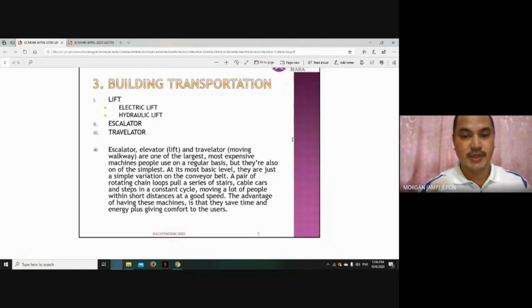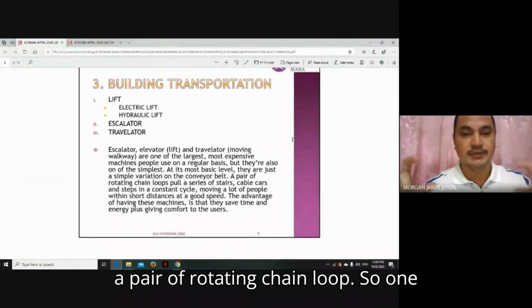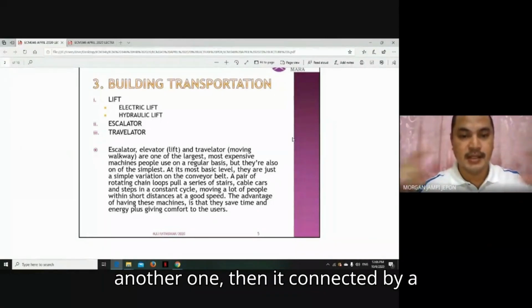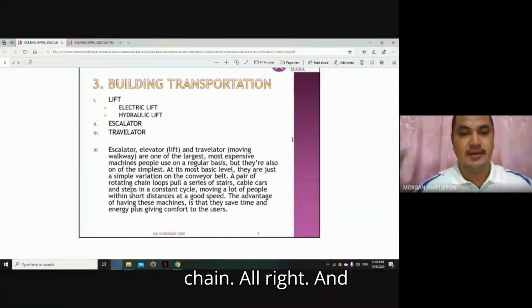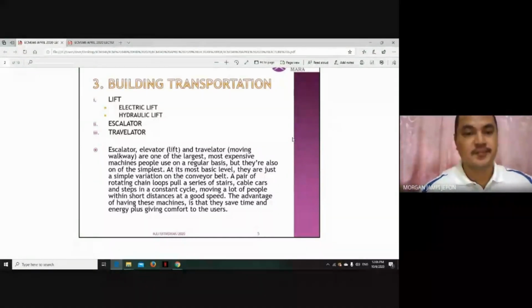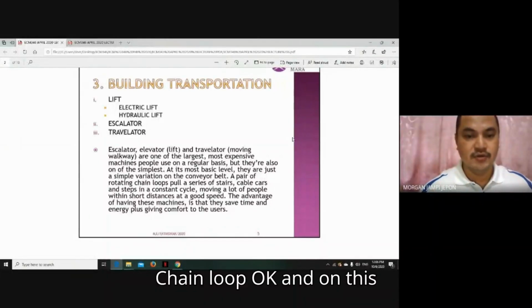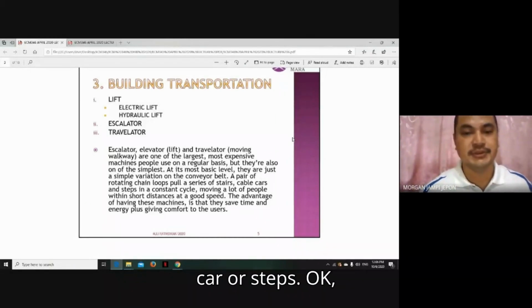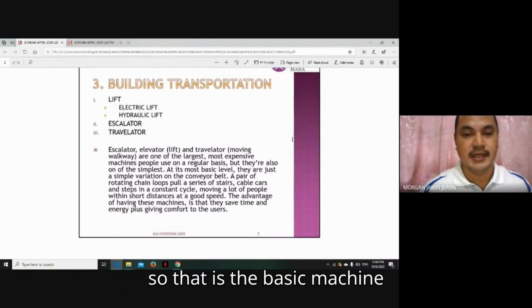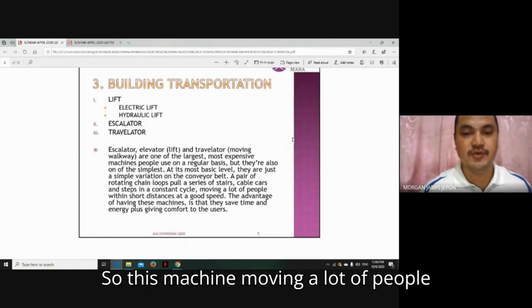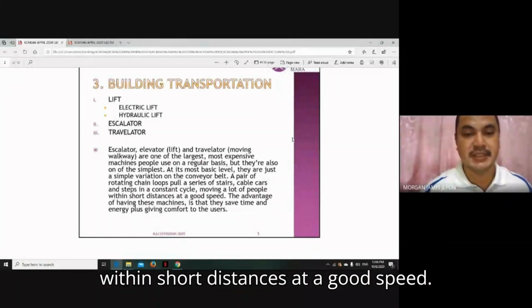So, a pair of rotating chain loops. One chain loop at one end, then another one, connected by a chain, and the conveyor belt rotating this chain loop. On this chain we have stairs or cable cars, or steps. So that is the basic machine used for transportation in the building. This machine moves a lot of people within short distances at a good speed.